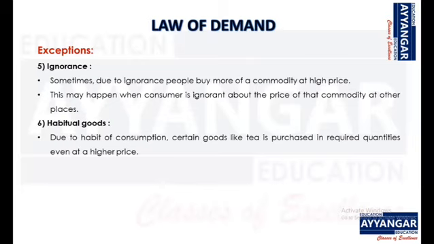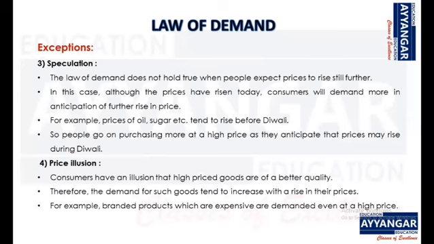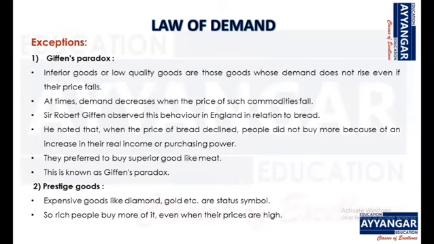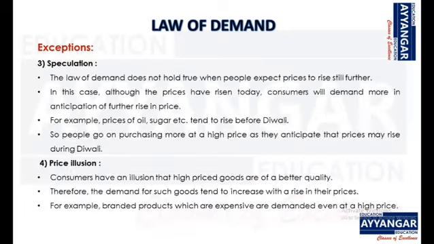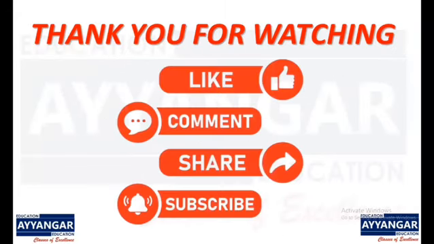Habitual goods, ignorance, price illusion, speculation, Giffen paradox, and prestige goods. These are the six conditions where the law of demand cannot be applicable, where the law of demand cannot work in the expected manner, or in the right manner for which the law has been made.